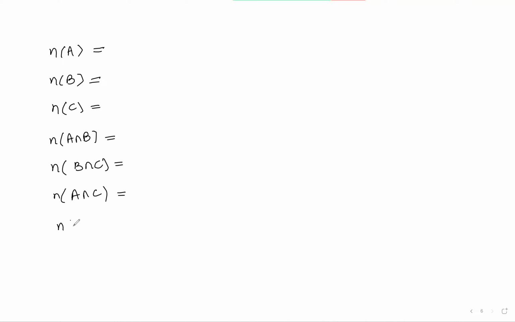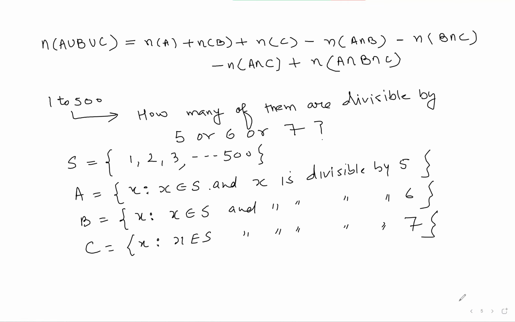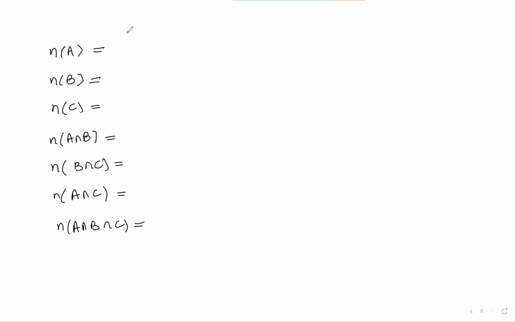Now, find the numbers in A, in B, in C, in A and B, in B and C, in A and C, and in all three, A, B, and C, the common elements. Numbers in A: we have 500 numbers and want to find how many are divisible by 5. So 500 divided by 5, and again this bracket represents the greatest integer function.